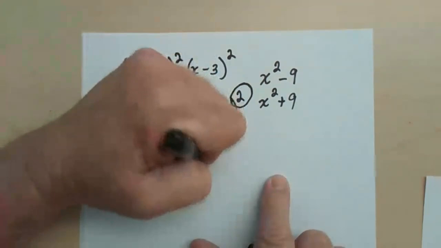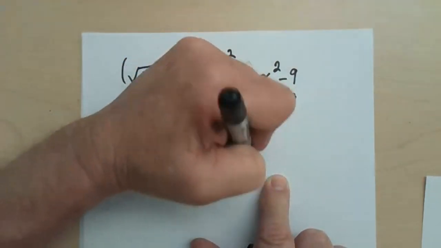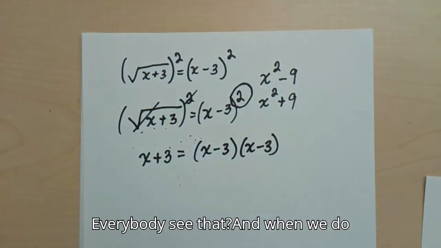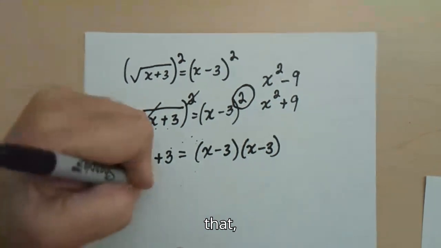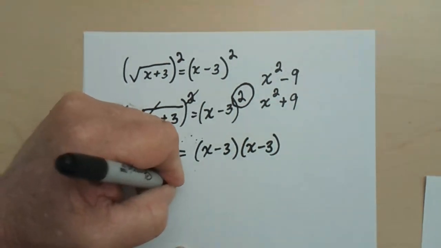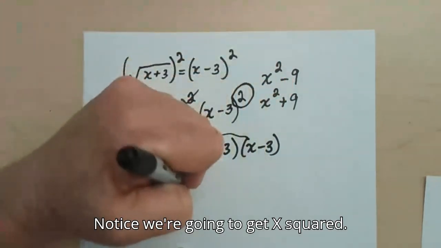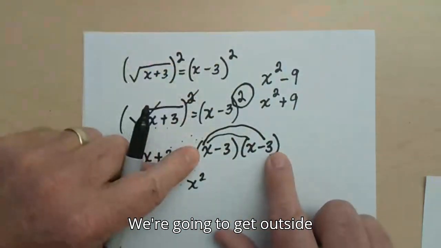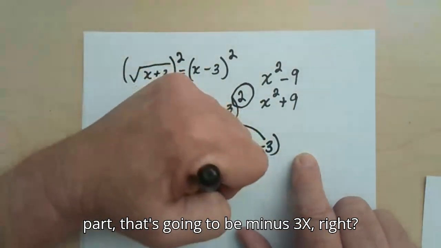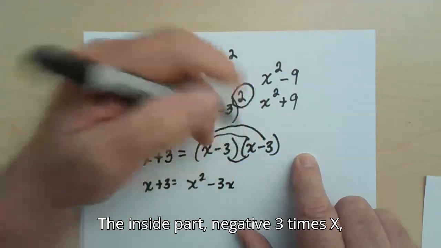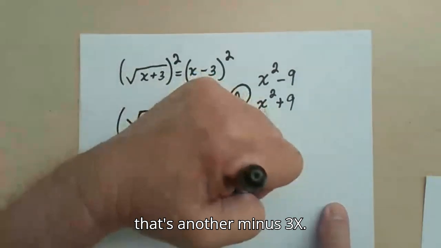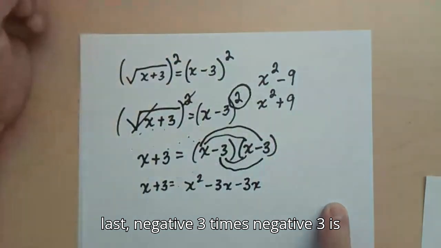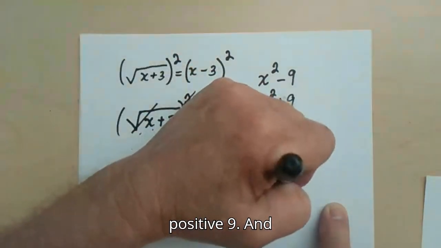X minus 3 multiplied times itself. In other words, FOILed with itself. Everybody see that? And when we do that, notice we're going to get x squared. We're going to get the outside part. That's going to be minus 3x, right? The inside part, negative 3 times x, that's another minus 3x. And then we're going to do last times last, negative 3 times negative 3 is positive 9.